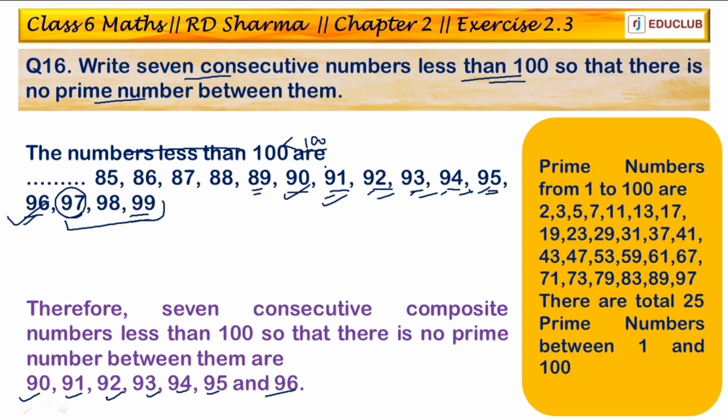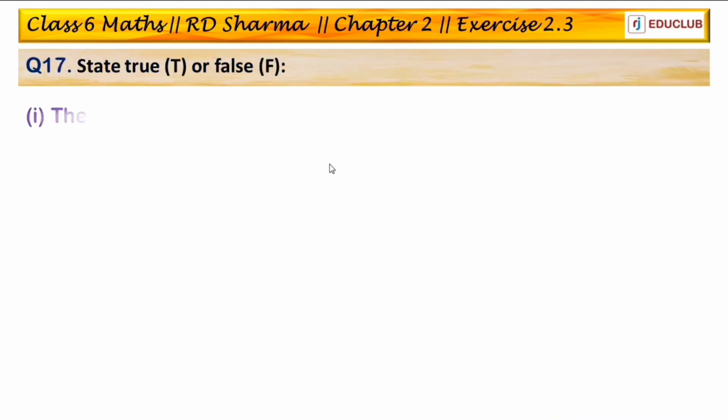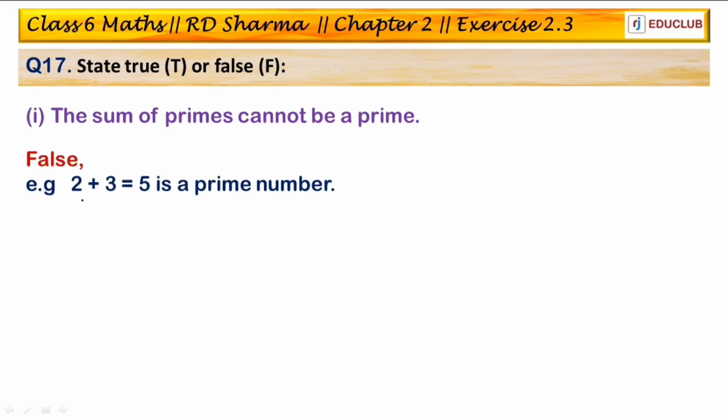Now question number 17. State true or false. First, the sum of primes cannot be a prime. Let us see it. It is false because 2 plus 3 is equal to 5. 2 is a prime, 3 is a prime, 5 is a prime. So sum of primes can be a prime number.